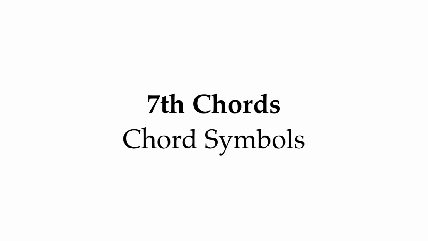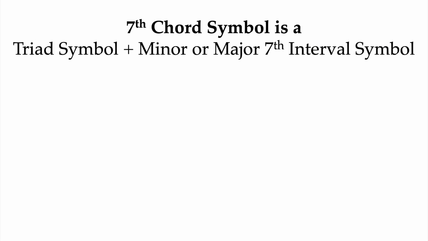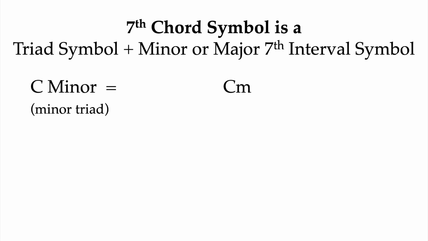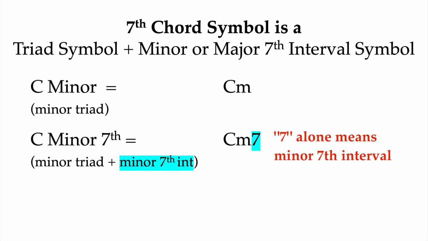Now let's learn the chord symbols for the seventh chords. Since our seventh chords are primarily a triad plus a minor or major seventh interval, seventh chord symbols are our triad symbols plus a minor or major seventh interval symbol. For example, here's a C minor triad, a C with a lowercase m. A C minor seventh chord adds a minor seventh interval, so we add a 7. Just a 7 alone means a minor seventh interval.